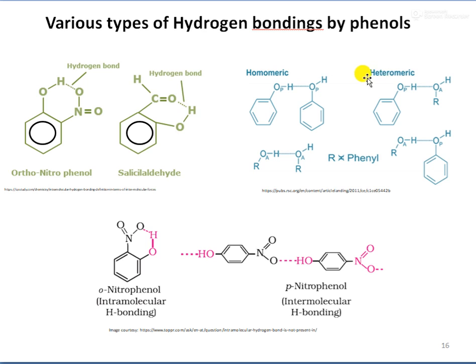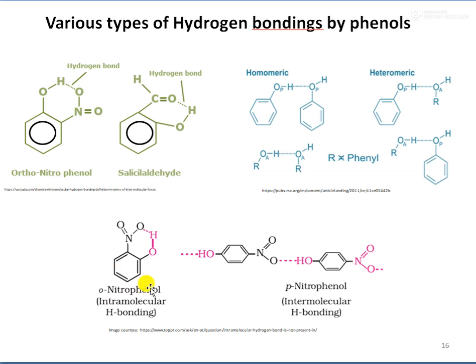Now, there are also different types of hydrogen bonding like homomeric and heteromeric. Homomeric means hydrogen bonds are formed between the same kind of molecules. Here I have represented two phenol molecules only, so it is hydrogen bonding between the same kind of molecules. In heteromeric, hydrogen bonds are formed between two different molecules. This is a phenol molecule and this is any alcohol molecule. This occurs when we mix a phenol with an alcohol or water, or any other polar solvents. This type of hydrogen bonding is called heteromeric.